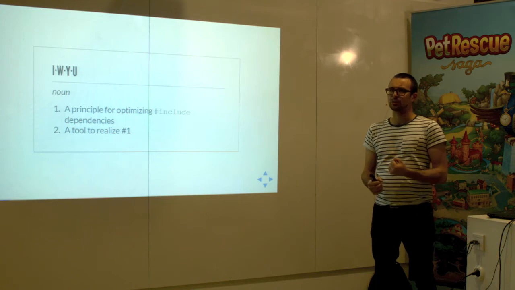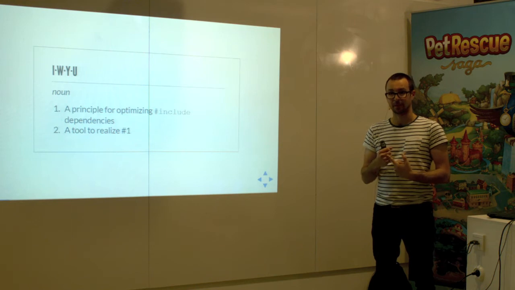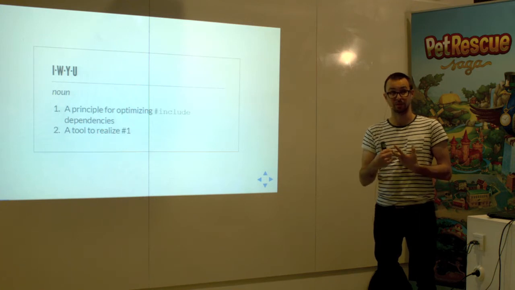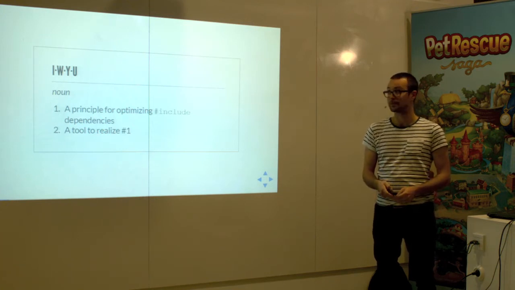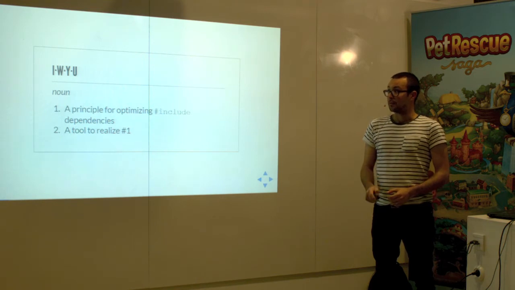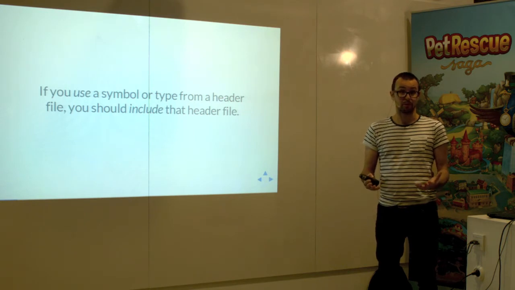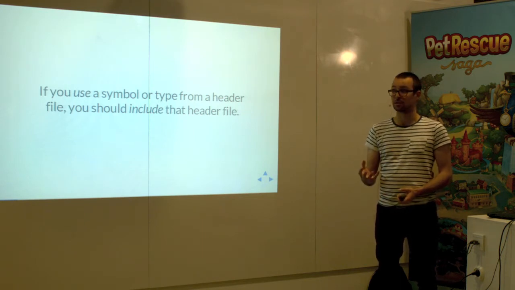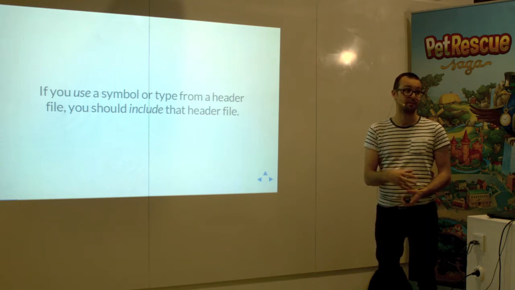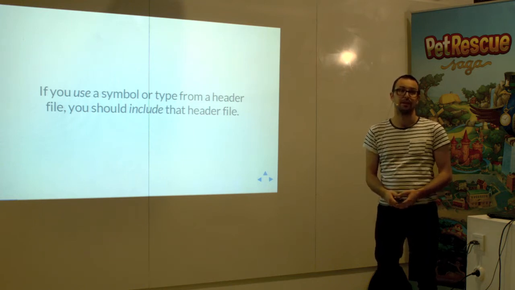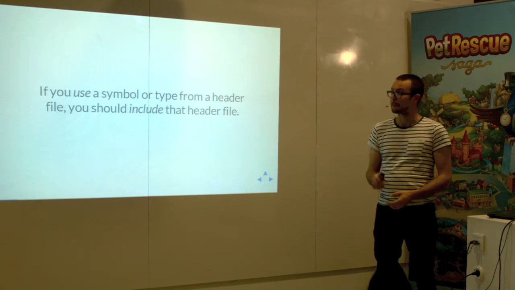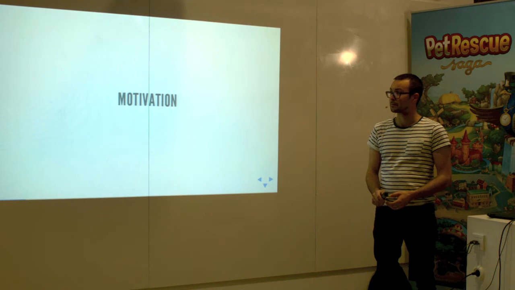So include what you use is essentially two things. It's a principle for optimizing your include dependencies, targeting a few goals that I'll mention later, and it's also a tool to fulfill that principle. And the principle is really simple superficially. It says that if you use a symbol, you should include the header that defines that symbol. End of story.